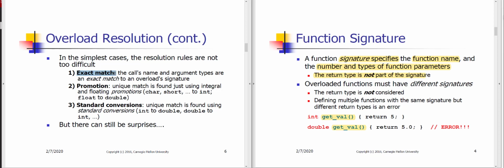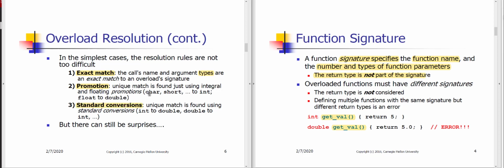First of all, if the compiler can find an exact match in which the name of the function and the function arguments have exactly the same number and types as a particular one of the overloaded possibilities, then that one will be preferred to all the other possibilities. If there is no exact match, but we can apply basic promotions, that is, small integer types to int, char or short or bool to int, as well as float to double, if there's one unique match involving promotion, then we'll prefer that one.